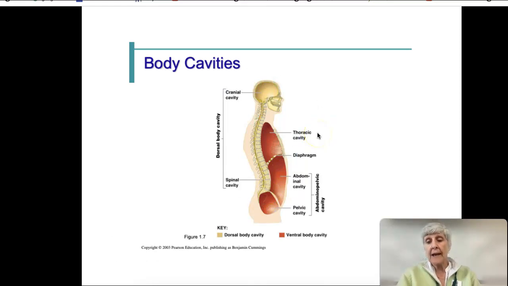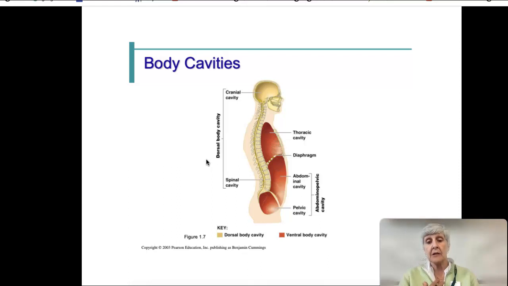And last thing we're going to look at in this unit as far as identifying anatomy is the body cavities. So the body cavity that holds the brain is called the cranial cavity. The cavity that holds your spinal cord is called your spinal cavity. Those two cavities are considered to be your dorsal body cavity. So you have ventral, which is belly side, you have dorsal, which is posterior. So your cranial cavity and your spinal cavity are both dorsal body cavities.